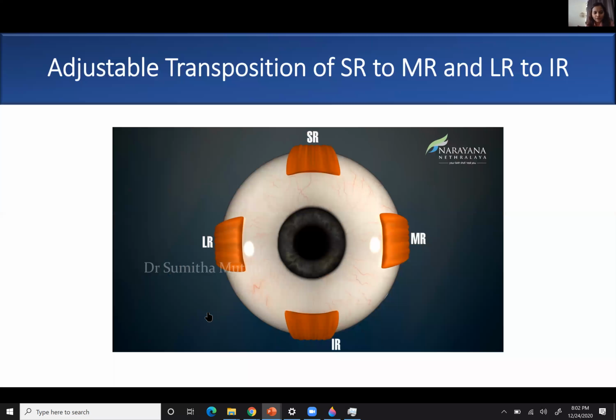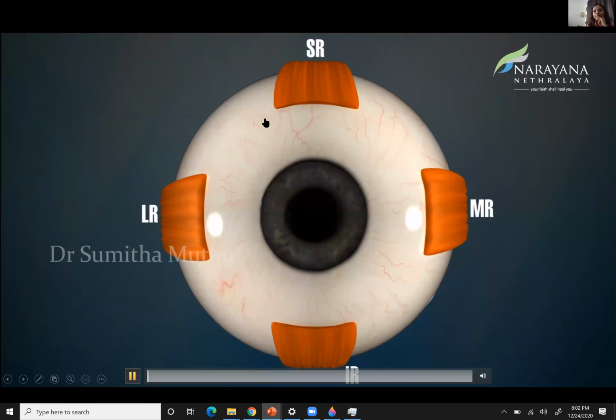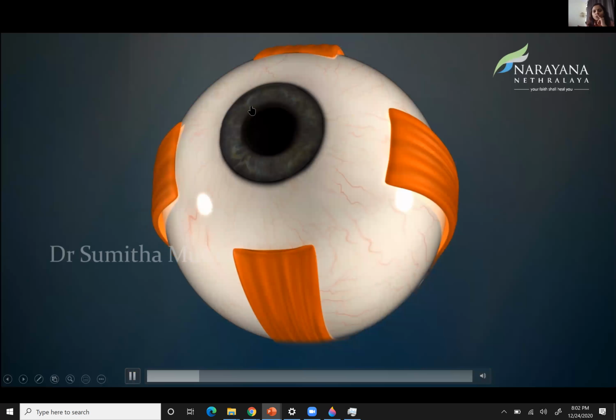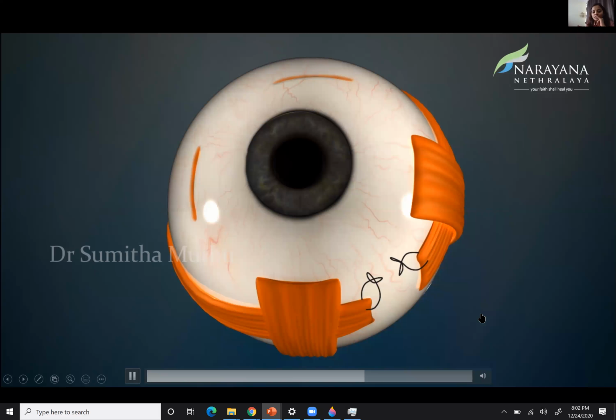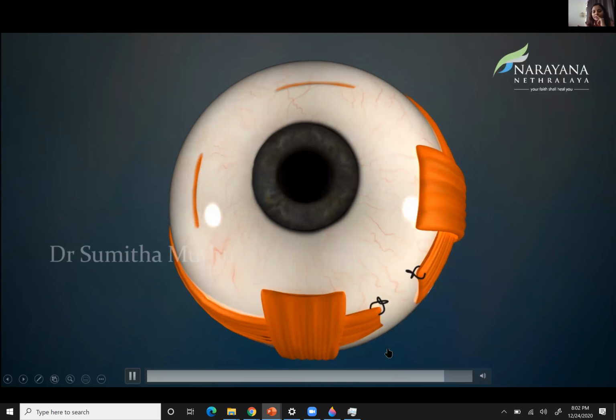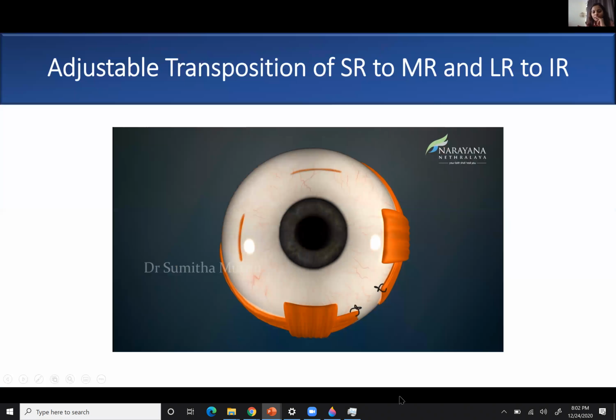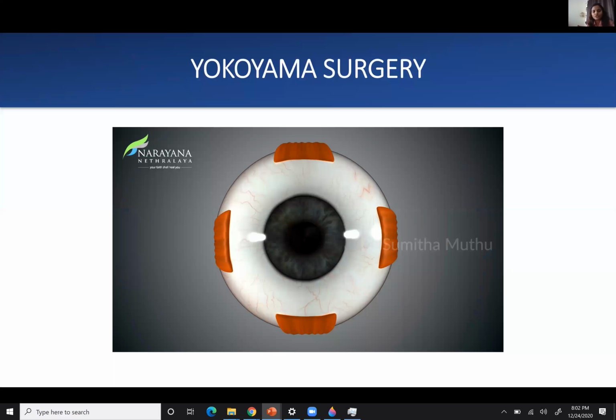So what did we choose to do for this patient? This is a normal alignment of the eye. Her eye was turned up and out. So we chose to transpose the existing functioning muscles, which are the superior rectus and the lateral rectus, to the inferomedial quadrant. As a result of this procedure, she achieved a good alignment. So even these kind of transpositions can be done.